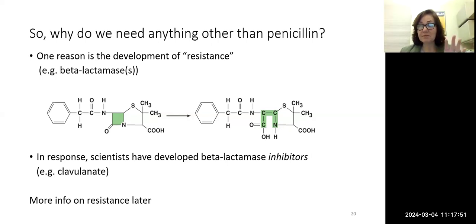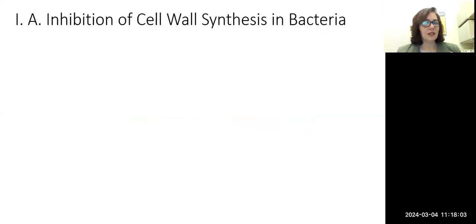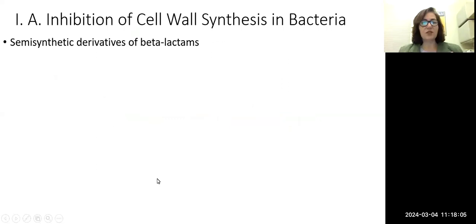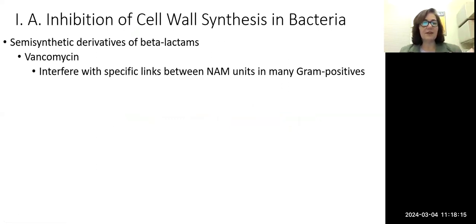Let's continue with what we can do fighting the cell wall, again, because we can focus on that cell wall because humans don't have the cell wall. So other drugs that also focus on the cell wall are semi-synthetic derivatives of beta-lactam. So that we had the penicillin originally, and then vancomycin, you may have heard of. This interferes with specific links between the NAM units in the gram-positive bacteria.